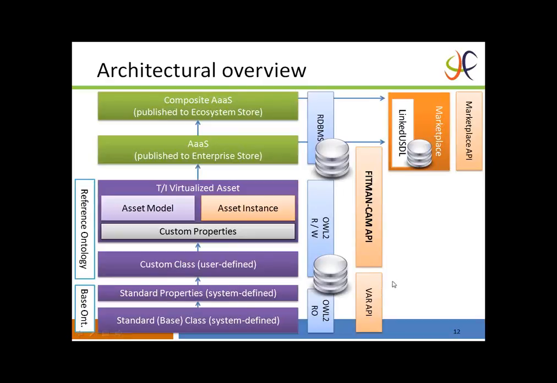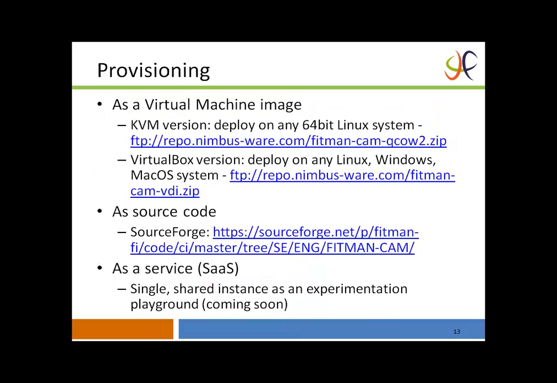We have, as I mentioned before, these three layers of API. The lowest level is the virtualized asset repository API, where you deal directly with all the ontology constructs. Then on top of this, you have the FITMAN CAM API, where you deal with services. And finally, you have the Marketplace API, which is dealing with the commercial offerings of the services.